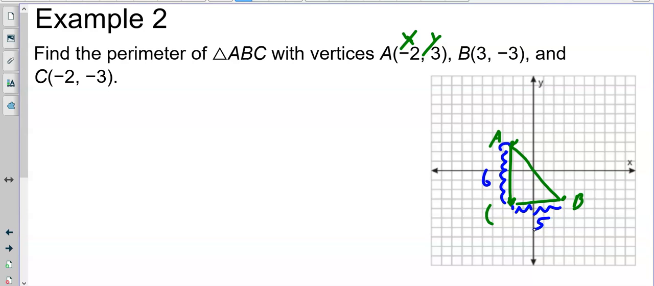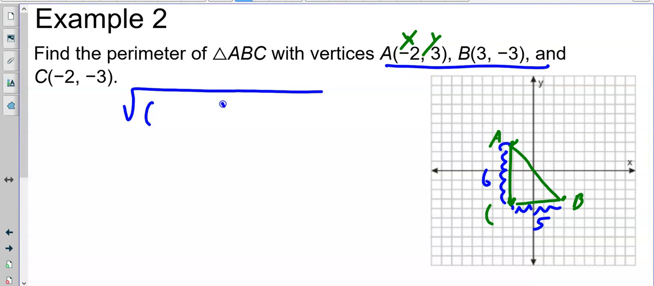But we have this diagonal line. That means we need to go back to what we learned on the previous lesson, which is the distance formula. So we're going to go from A to B. So remember my hint, draw this first and then fill it in, especially since we have negative numbers.